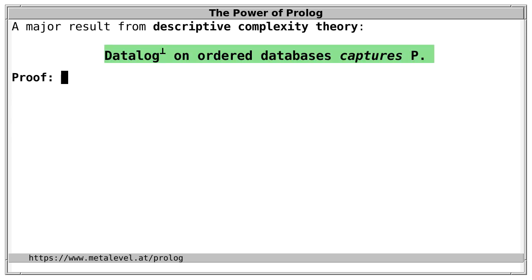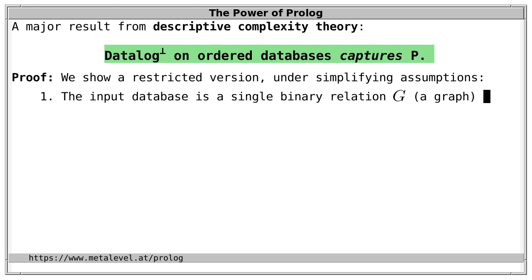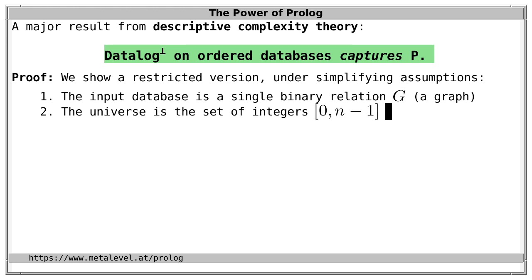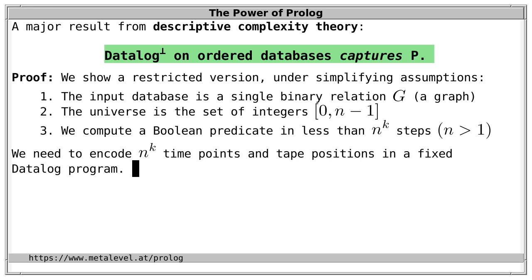Now, let's sketch a proof of this. And we make a few simplifying assumptions. First, let's assume that the input database uses only a single binary relation, G with 2 arguments, and it represents a graph. And the nodes of the graph are integers. And we compute a Boolean yes or no predicate in less than n to the kth power steps. So we have to solve a decision problem from P on graphs.